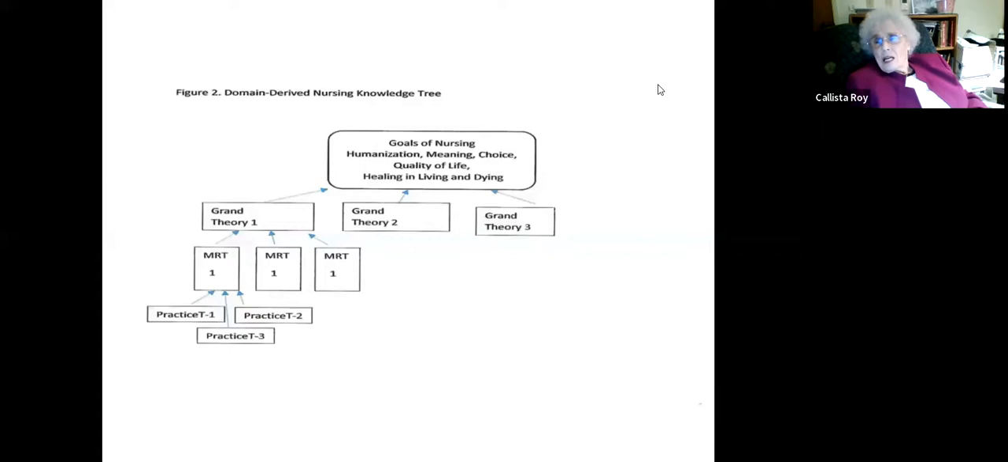This is what I call a nursing knowledge development tree. It starts out at the top with the goals of nursing: humanization, meaning, choice, quality of life, healing in living and dying. If you take the overall goal, then under that, there are many ways to reach that goal. So there are grand theories, and there may be any number of them, and several are represented today. Then out of the grand theories, we can develop middle range theories, the concepts that are put together. And out of those, we develop practice theories. So theory comes at many levels, and the Roy model is just one of these grand theories.